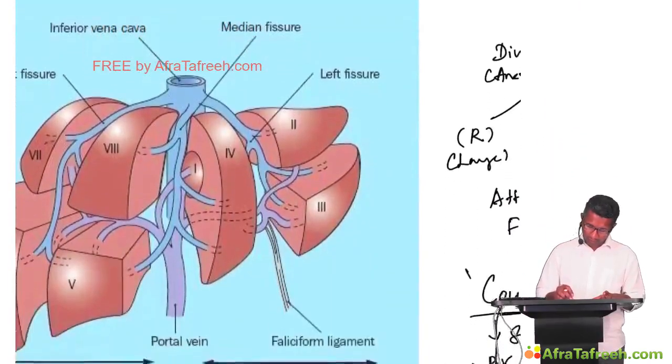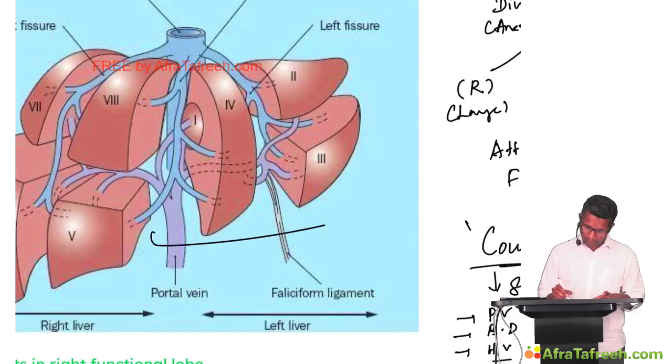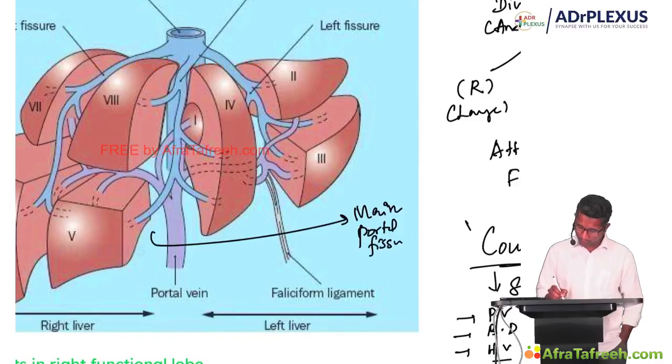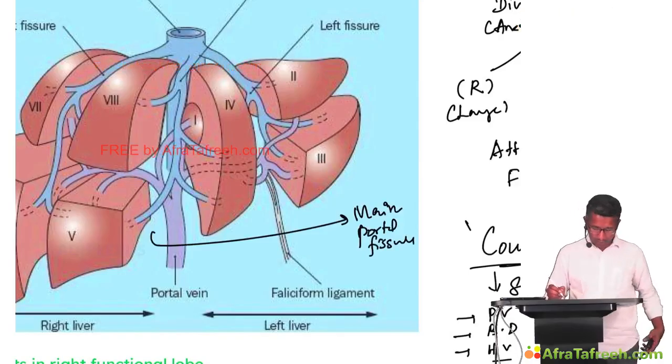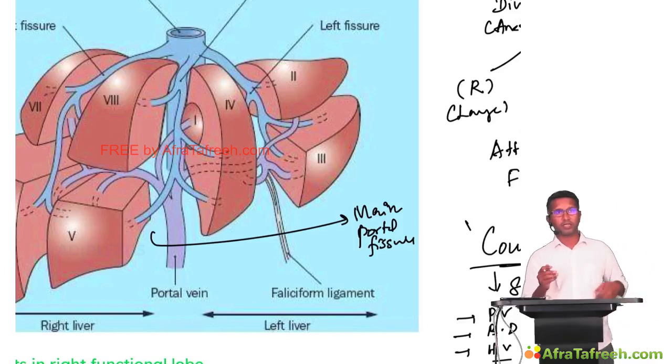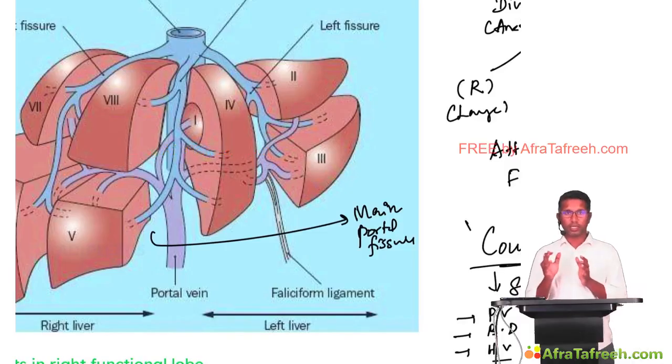So what is this fissure? You see a fissure here. This fissure is called the main portal fissure. This main portal fissure divides the liver into two big lobes. One is the right lobe and another one is the left lobe.